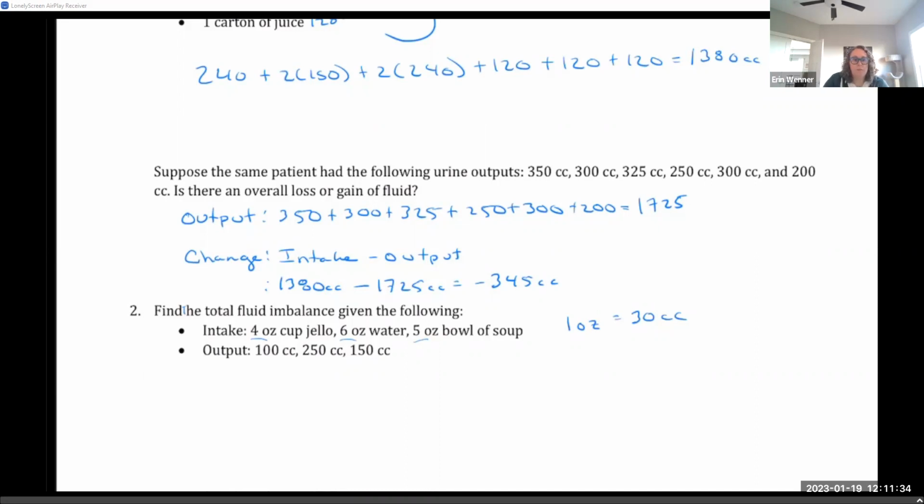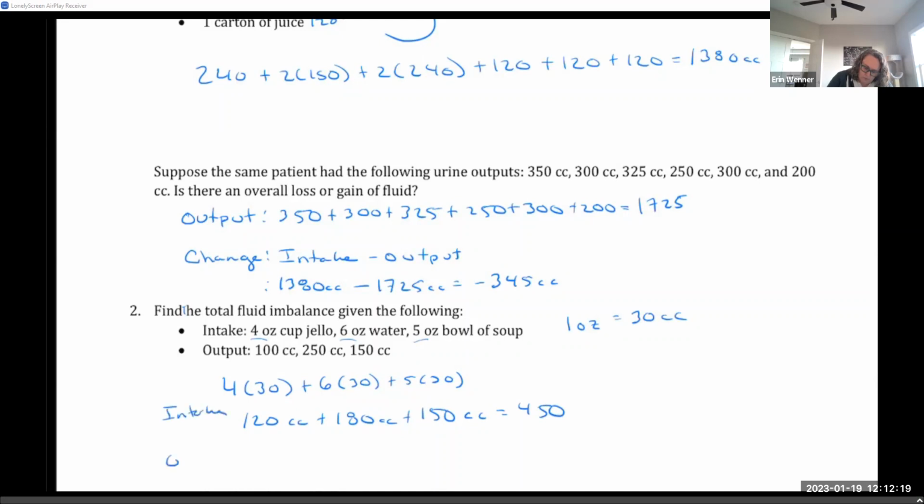So if we look at calculating the total intake, we're going to have 4 times 30. I have the hardest time writing 3s with my pencil. 6 times 30 plus 5 times 30. So 4 times 30 is 120 cc's, 6 times 30 is 180 cc's, and 5 times 30 is 150 cc's. So when we add these all up, we have a total intake of 450. And then the outputs are going to be 100 plus 250 plus 150, which gives us 500 cc's.